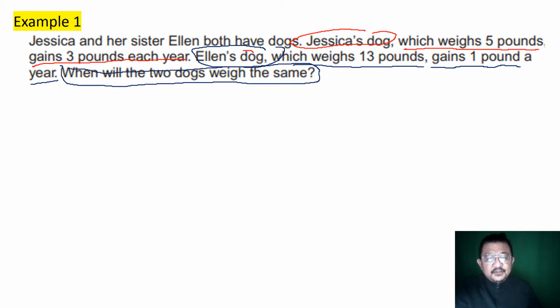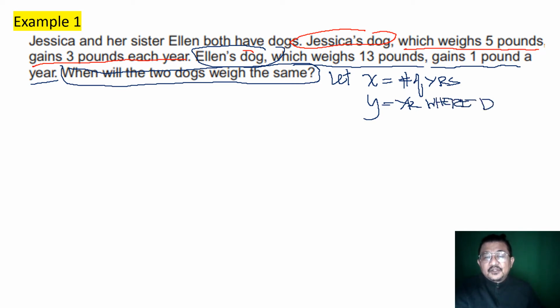All right. So let's identify the variables first. Let x be the number of years. All right, number of years. And let y be the weight where the dogs weigh the same. All right. Same.